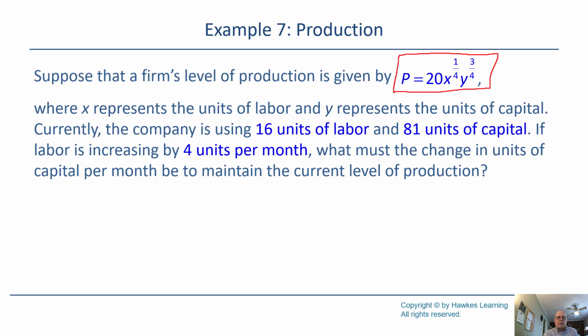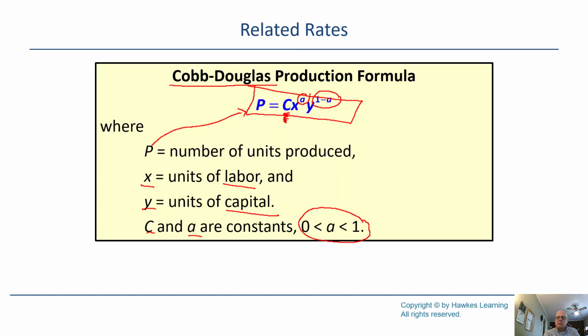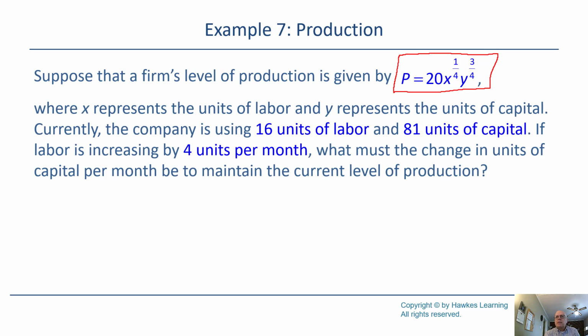And back here, where is it? Okay. It says currently it's using 16 units of labor, 81 units of capital. Labor is increasing by 4 units per month. What does the change of units of capital have to be to maintain the current level of production? Well, this is important. Maintain the current level of production.